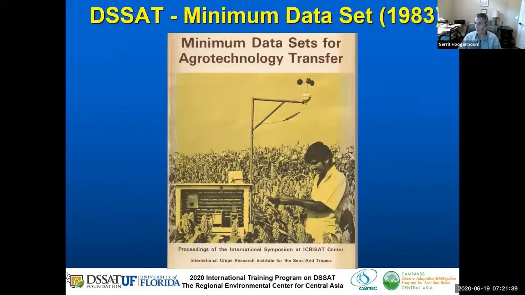So the concept of the minimum data set goes back quite a few years.